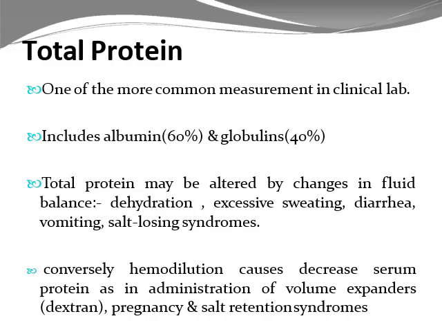For example, if we have changes in the balance of fluid, so if there is loss of fluid by dehydration, by excessive sweating, diarrhea, etc., the amount of total protein will basically increase. Conversely, if we dilute the blood by, let's say, fluid therapy, or in cases of pregnancy, in cases of salt retention, the total protein amount usually will decrease. So if you dilute the blood, the amount of total protein decreases. If you lose fluid from the body, your total protein content of the blood increases.